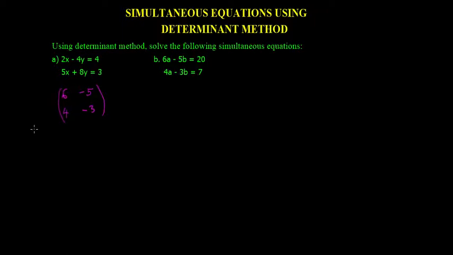So we determine the determinant of this matrix, which is this one. We multiply this diagonal, that gives us minus 18, minus, we multiply this diagonal, that is minus 20. Minus 20 working on this will give us plus 20, and in everything this is going to give us the determinant, which is 2.